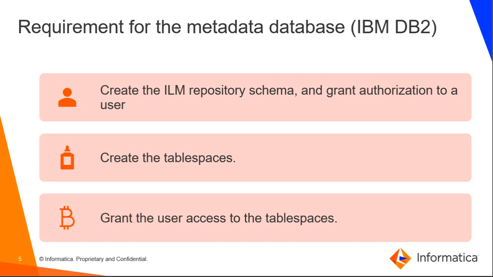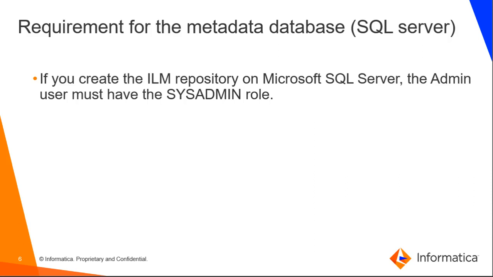If you want to use IBM DB2 as your ILM repository, the first thing we need to do is create an ILM repository schema and grant authorization to a user, the user whom we are going to use as the admin user during the installation. The next step is to create the table space, and the last one is to grant the user access to the table space, the same user which we mentioned in the first step. If you want to use Microsoft SQL Server as your ILM data repository, we need to assign the sysadmin role to the admin user whom you're going to mention when you're doing the installation. Please reach out to your database administrator to get more details on this.